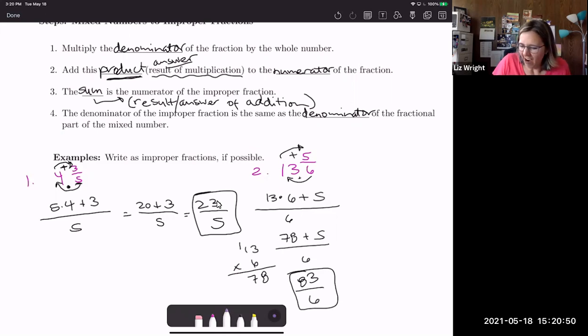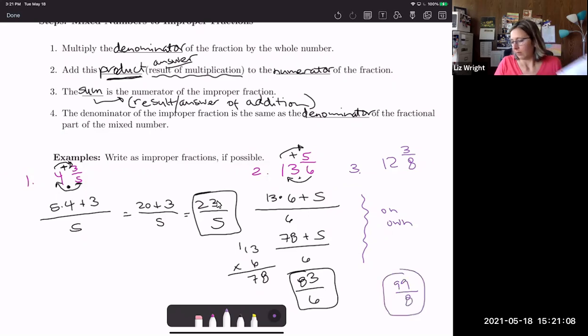Okay. Example number 3 is going to be 12 3/8. So this one, again, I want you to do it on your own, and then you should be getting 99 over 8 for this one. So I'm going to note that on my paper.